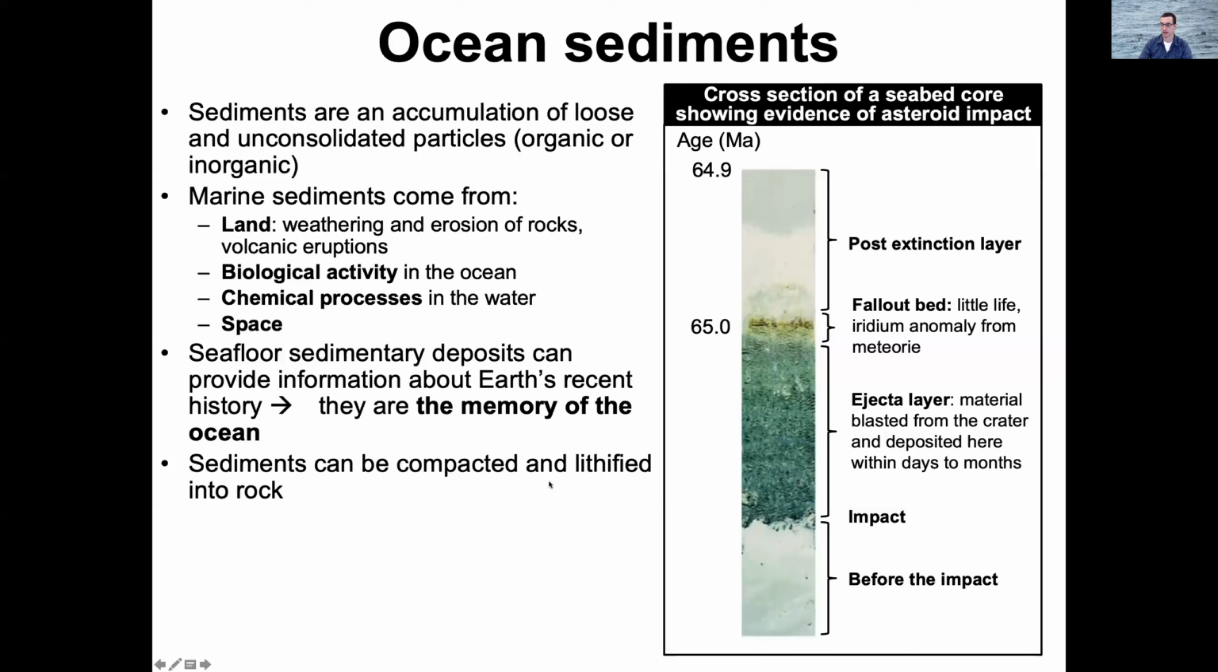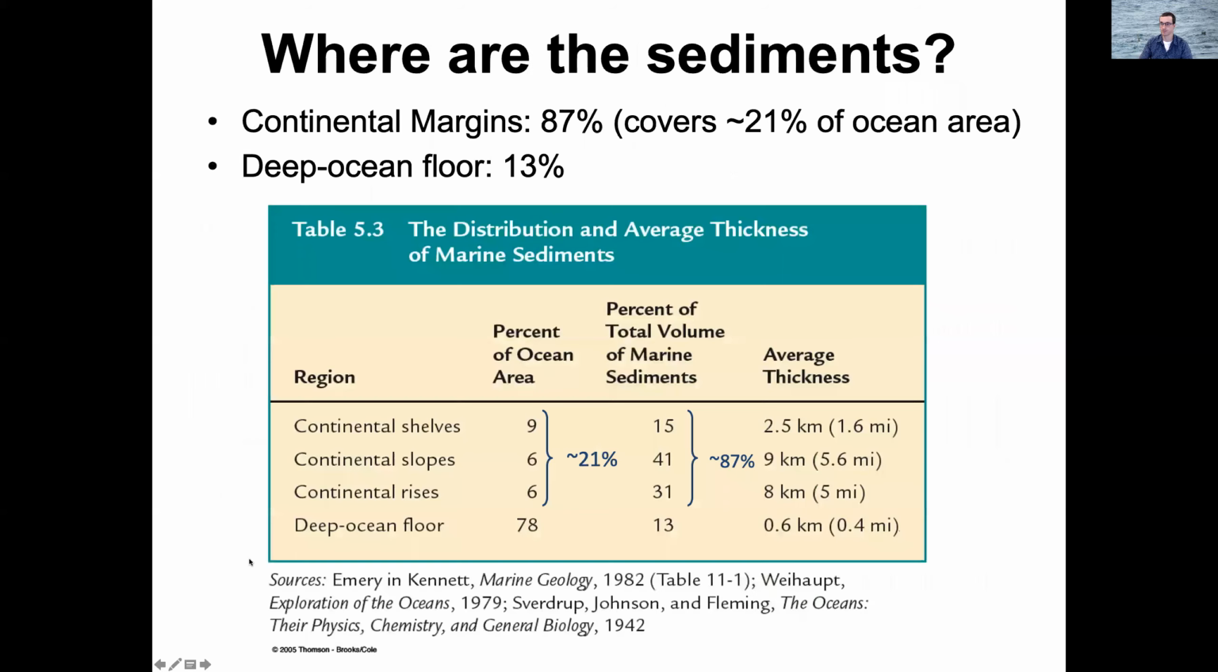Now, sediments can also be compacted and lithified into rock. We talked about the accretion of sediments as ocean plates subducted underneath each other and underneath continental plates. And so ocean sediments can eventually go on to become part of continental crust material.